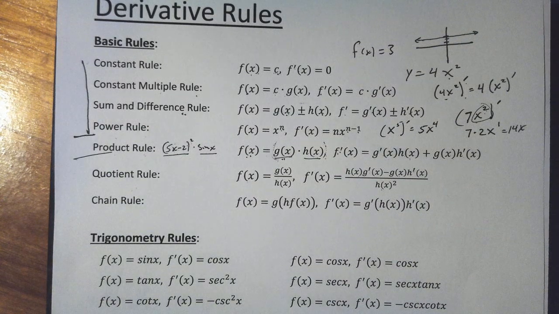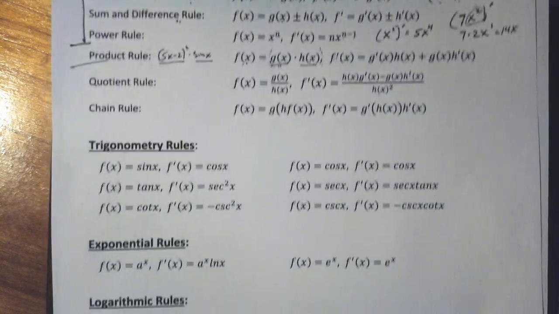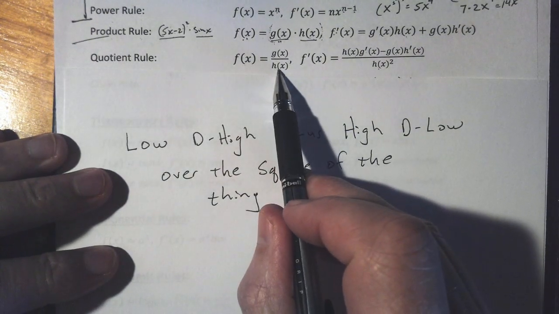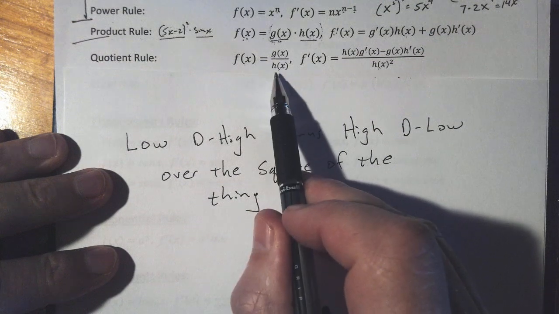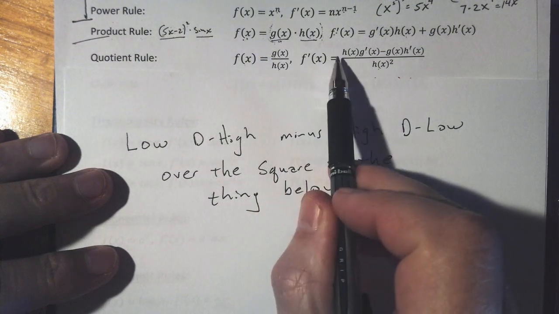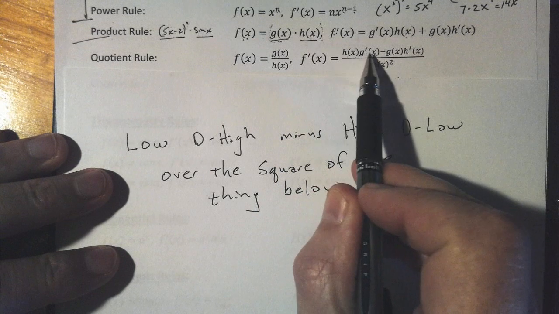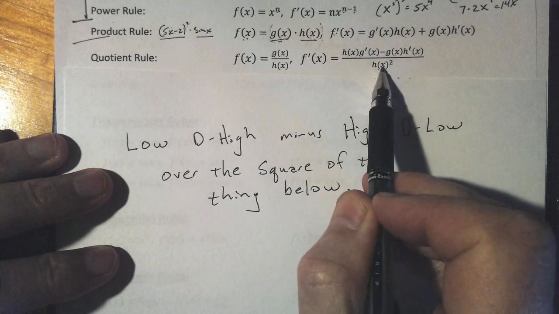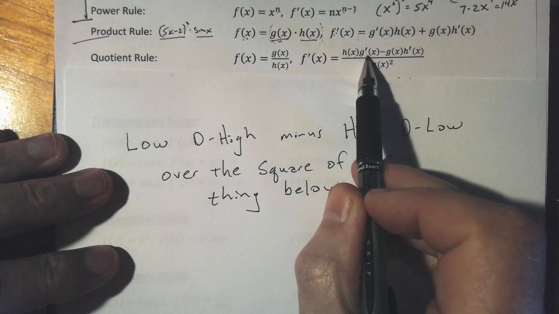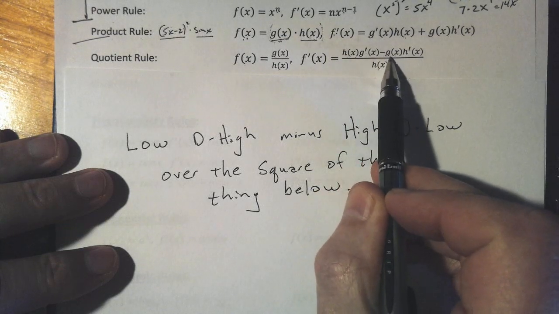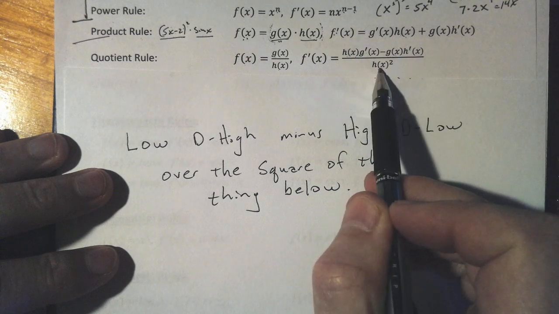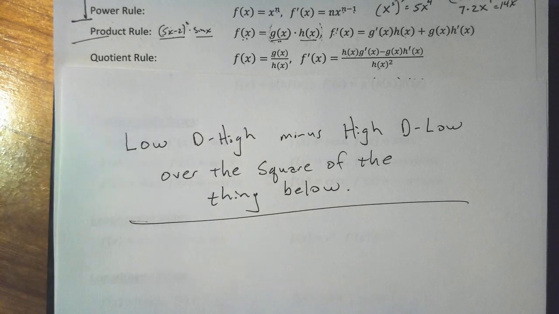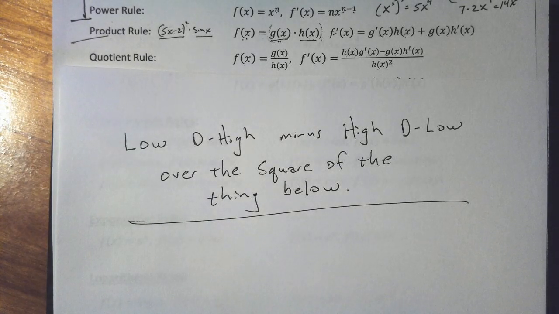In fact, you'll hear me say this probably on every problem that I do. If we refer to h as the low and g as the high, our low function and our high function, then what we want is the low derivative high minus high derivative low over the square of the thing below, or low d high minus high d low over the square of the thing below. I find this really useful to say in my head as I'm setting these up.